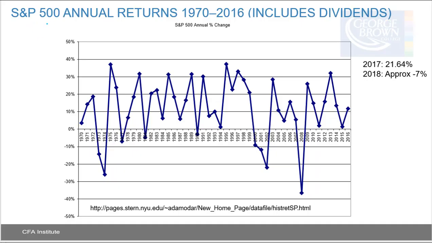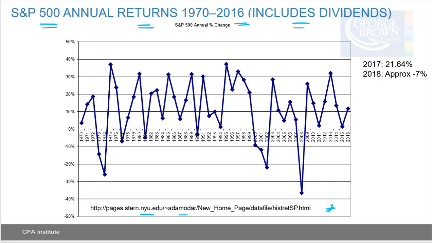So on this slide, I'm looking at a graph of the S&P 500 annual returns from 1970 to 2016, and this includes dividends. And I've got this data from New York University, Damodaran's website, which I can just show you very soon. But what this is showing is the annual calendar total returns, including dividends. And again, a picture's worth 1,000 words. You can see the level of volatility here.